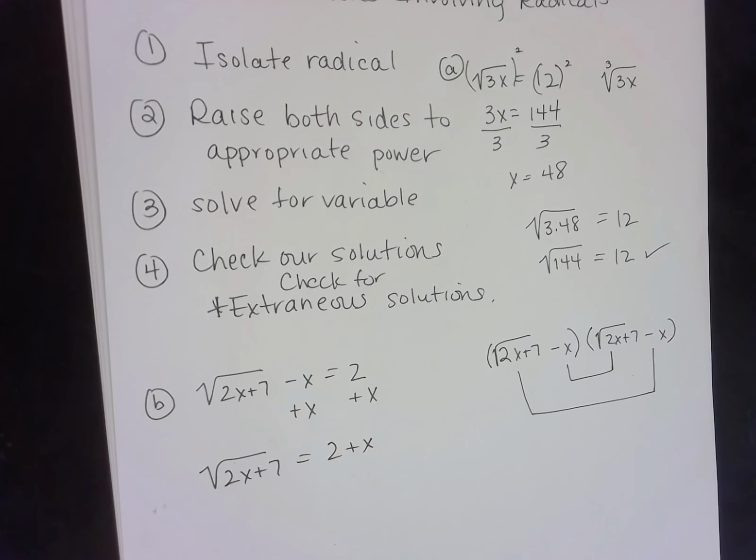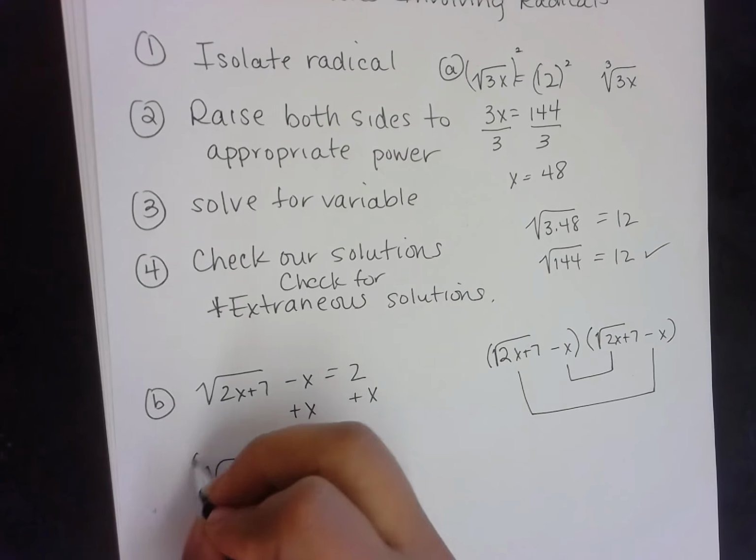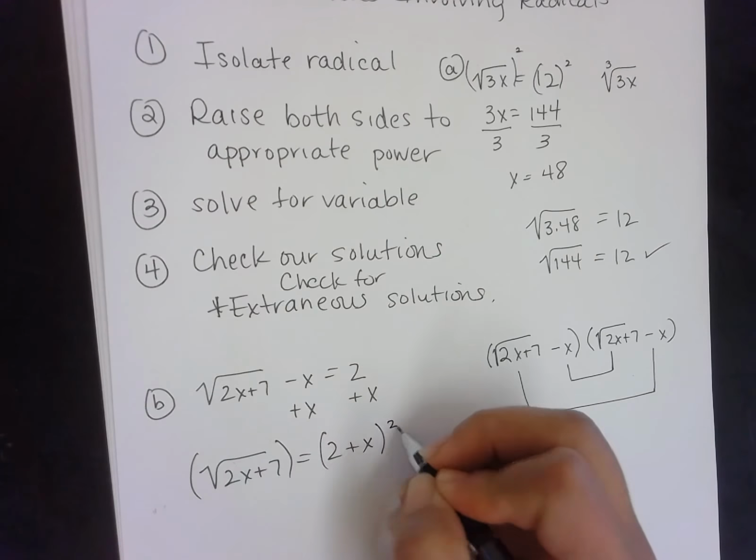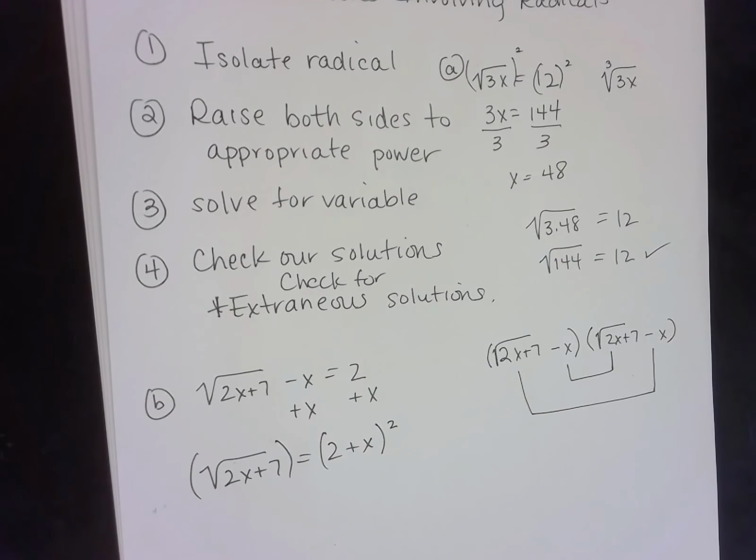I've isolated my radical, so I can raise both sides to the appropriate power. Again, I'm dealing with the square root. So to undo a square root, I square both sides. All right, so on the left-hand side, when I square something that's under the radical, I end up just getting this back. Over here, I think that I want to write this out twice.